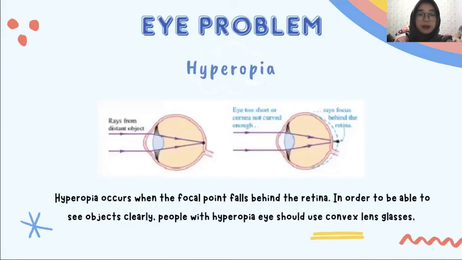The second problem is hyperopia. Hyperopia is the reverse of myopia. Hyperopia occurs when the focal point falls behind the retina. People with hyperopia can see near objects, and to see near objects, they should use convex lens glasses. Hyperopia is caused by the eye being too short or the cornea not being curved enough.